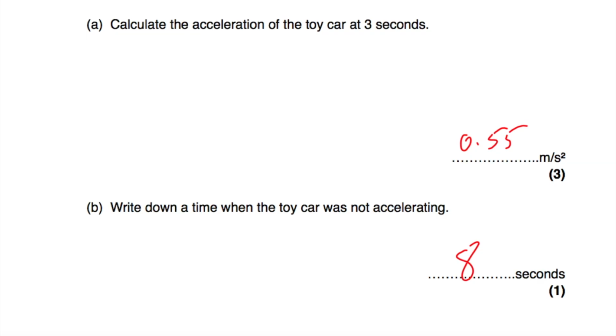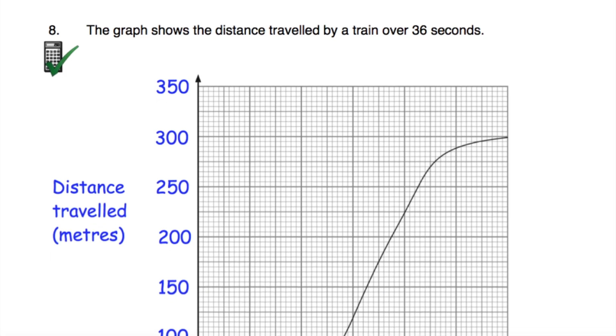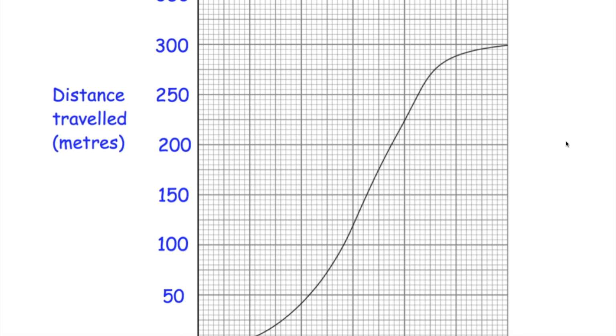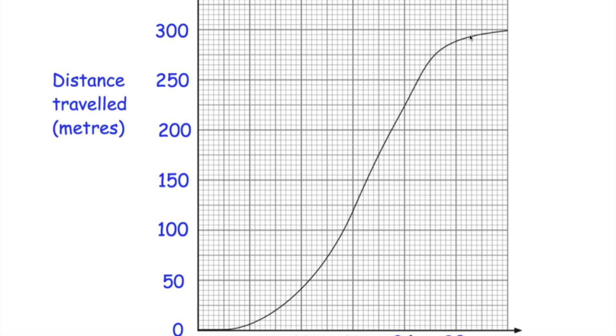Okay, let's look at our next question, question number 8. So question number 8, we've got this graph and it shows the distance travelled by a train over 36 seconds. So as you can see, we've got the time going from 0 to 36, and we've got the distance travelled going up vertically, and the distance travelled starts at 0 and goes up to a greatest distance of 300 metres.